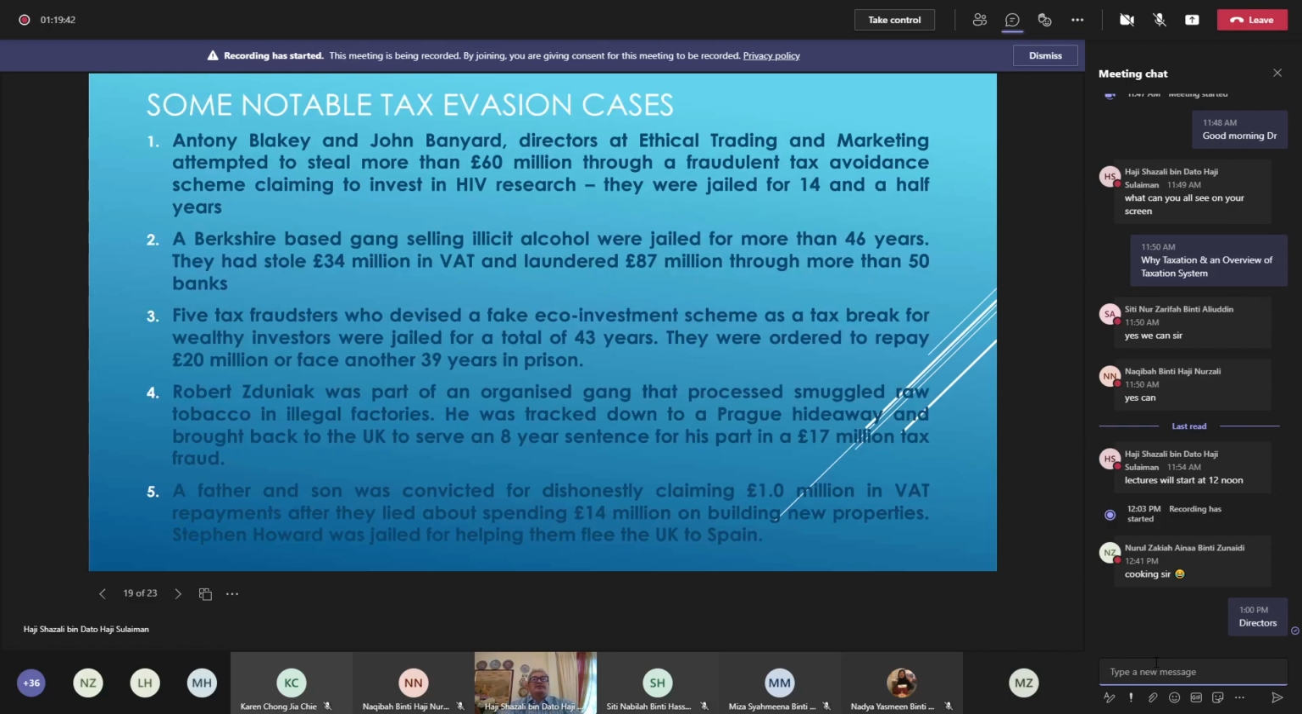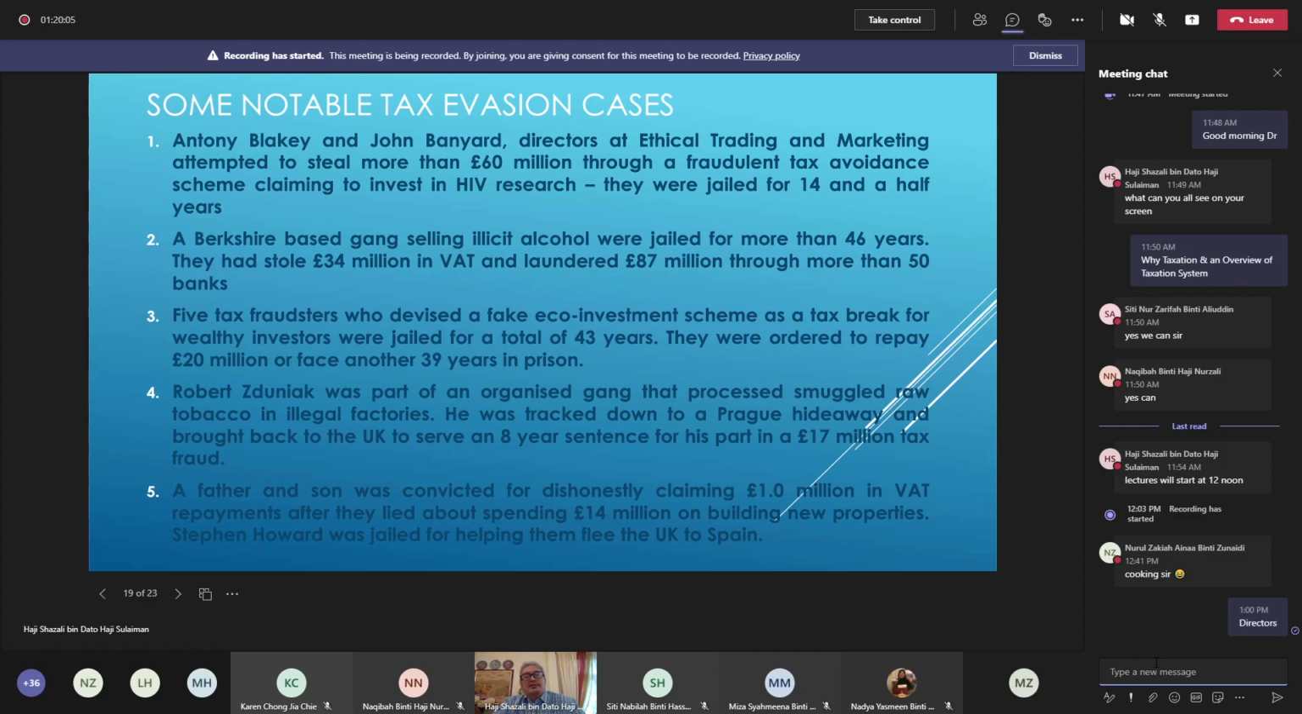Now some big tax evasion cases. If you Google search, you'll find a lot anyway. Anthony Blakely and John Bernard, directors of Ethical Trading and Marketing, attempted to steal more than 60 million through a fraudulent tax avoidance scheme claiming to invest in HIV research.